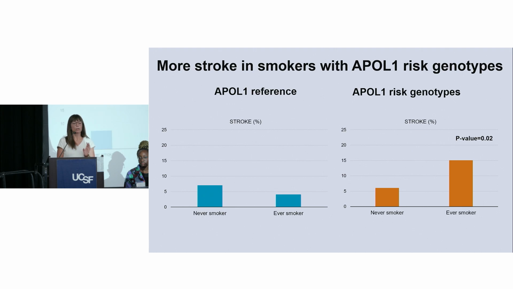And then we divided our participants in 2 groups, those with the reference genotype and those with the risk genotype. And then we wanted to see whether there is a difference in the prevalence of stroke between ever and never smokers in those groups. Among those with the reference genotype, you do not see a significant difference in stroke between ever and never smokers. However, among those with the risk genotype, you see significantly higher prevalence of stroke among ever smokers compared to never smokers.